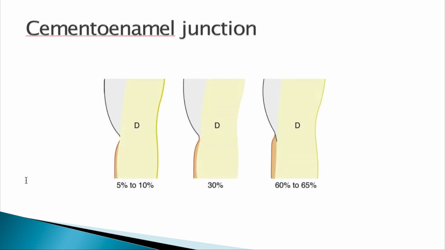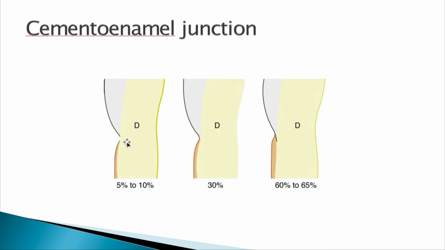Now, cementum doesn't always extend to the cementoenamel junction. Most often, as seen on the right, it overlaps the enamel. This occurs about 60 to 65% of the time. 30% of the time, it ends right at the junction of the enamel. However, 5 to 10% of the time, there is a gap, as you can see here. This gap is formed because of the cementum not totally reaching the enamel ends. This sometimes explains why patients report brief pain on exposure to cool air and water.